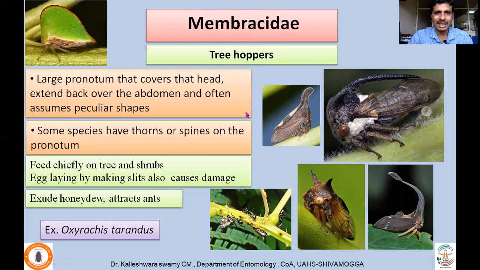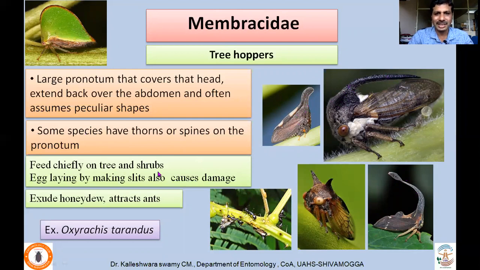Large pronotum that covers the head, you can see here. Sometimes it is extended back over the abdomen like this, or sometimes it is projected over the head like this. So this is the pronotum, the entire region. There is varied form of this pronotum. Some species have spines or thorns on this pronotum like this. So you can see the extension. A very important character is the pronotum, which is highly modified in different species.